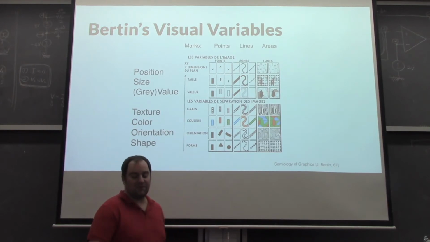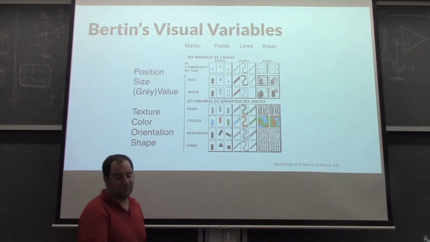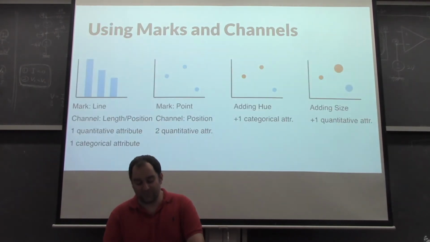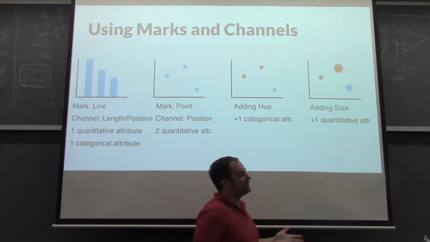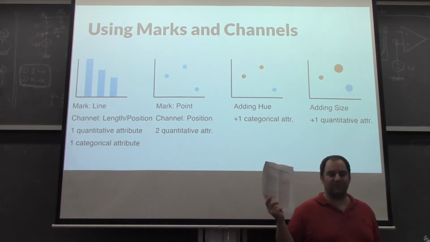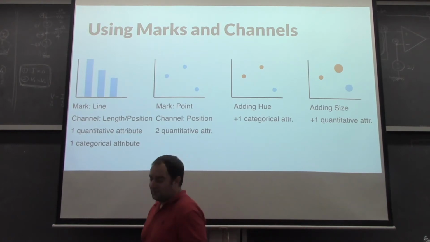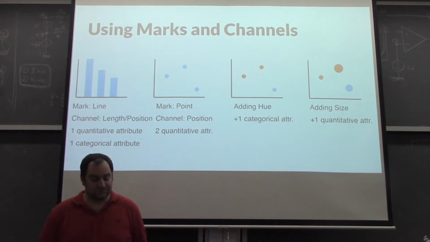And so this is what he came up with. Here we have the marks: points, lines, and areas. And then we have position, size, gray value, texture, color, orientation, and shape. And since then we have done very detailed studies, as you've seen if you've read the paper, to understand which of these marks and channels is sensible in which situations.